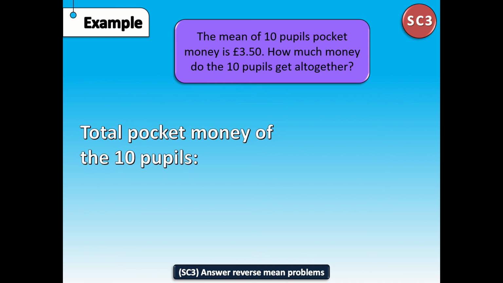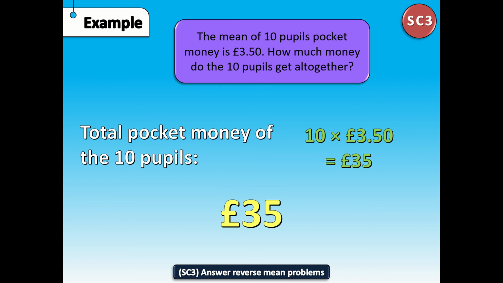So to find the total amount of pocket money that the 10 pupils have, that means we times 10 by £3.50. So the answer is £35. Remember, to find the mean, we'd add all the amounts of pocket money together and then we'd divide by 10, and that's how we've got £3.50. So to work out the total, we work backwards doing the opposite. So instead of dividing by 10, we times by 10, and that tells us what all the numbers add together to.